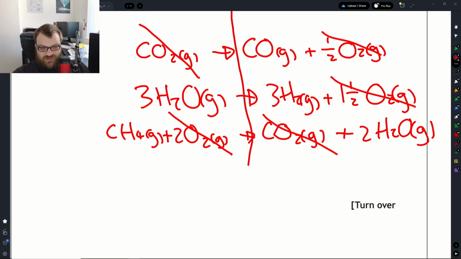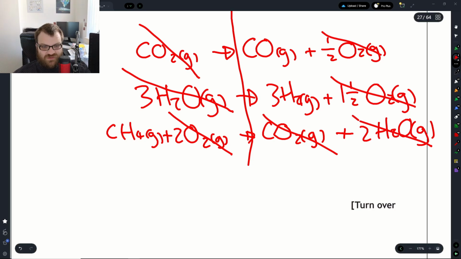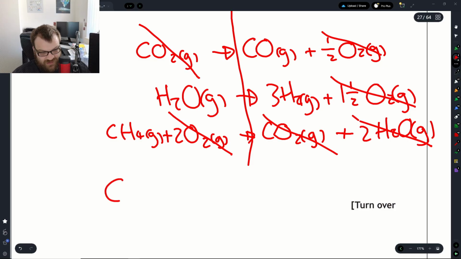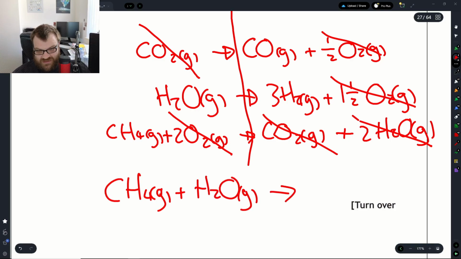We have got 3 H2Os on that side. We'll get 2 H2Os on that side. So what will happen is this will knock this down to just 1 water on the left hand side. Nothing to cancel away the CH4s. I've got nothing to cancel away the waters now. That should leave us with that. So if I extract out what's left over, that would give me CH4 gas plus H2O gas goes to CO gas plus 3H2 gas.